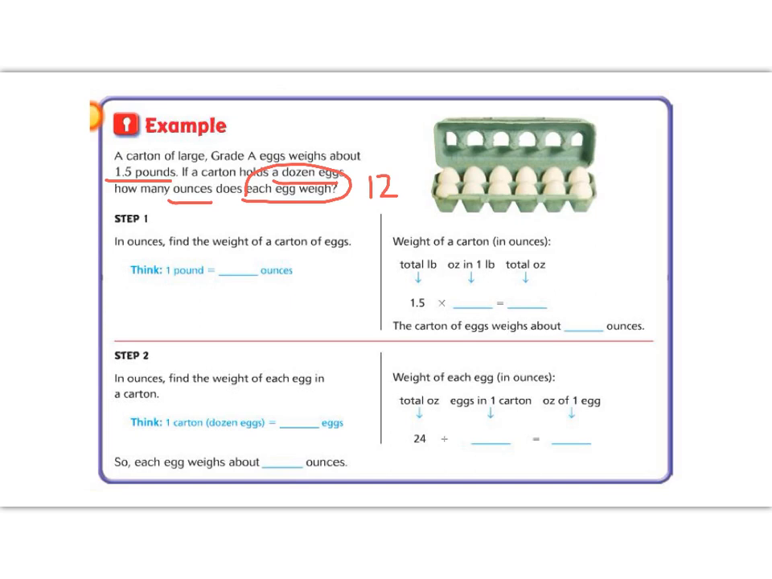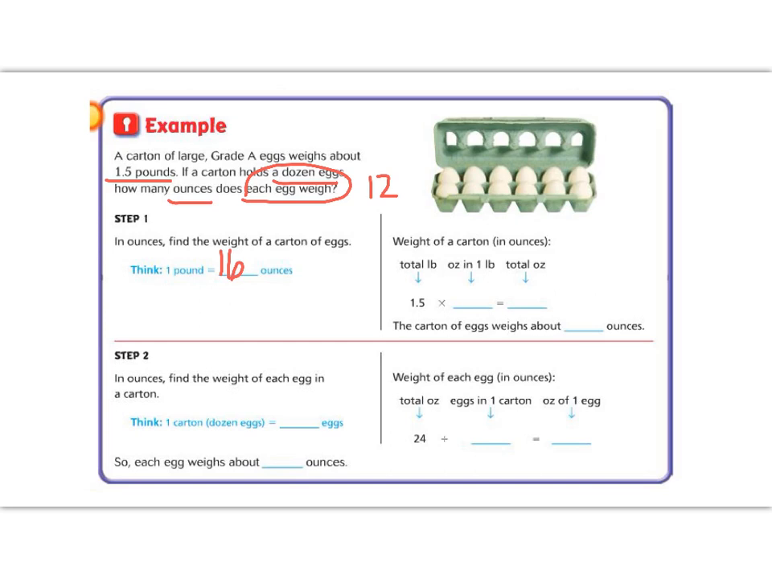So step 1 says find the ounces for the weight of the carton. So 1 pound equals 16 ounces. And remember that you could be using the purple charts from all of your lessons or your agenda to look this number up.